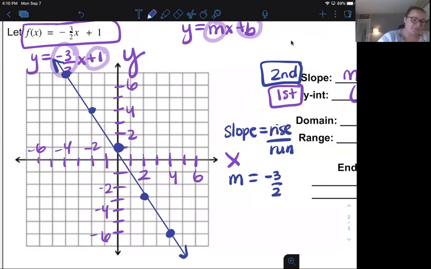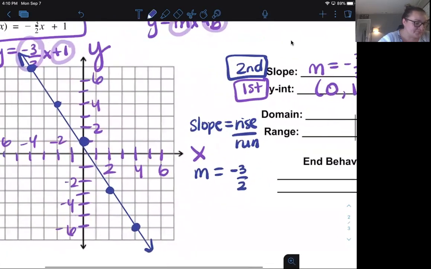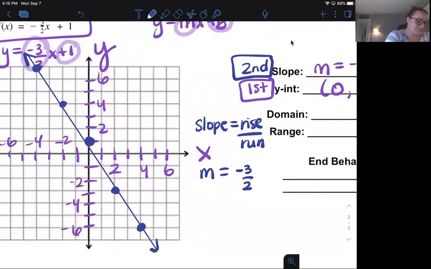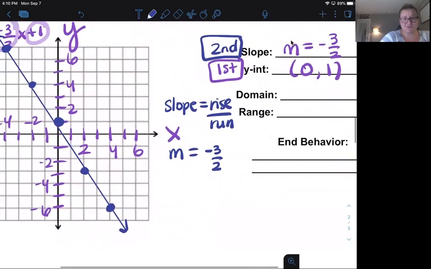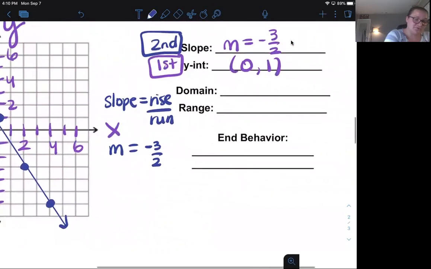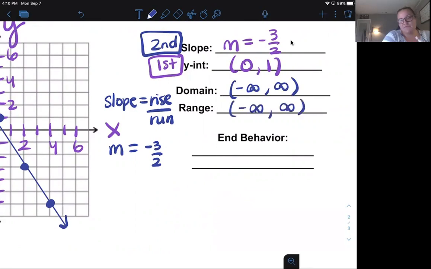All right, now let's describe our domain and our range. My graph extends to the left and to the right forever, which means there are no restrictions on our domain and range. So our domain would include -infinity to infinity. And our range also includes -infinity to infinity.